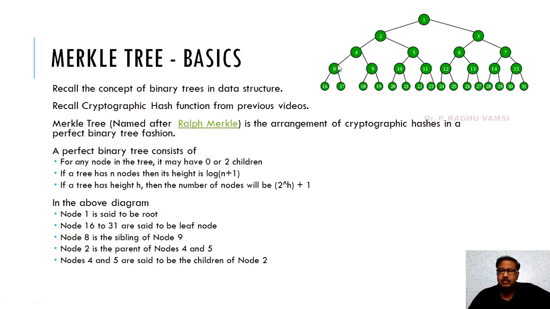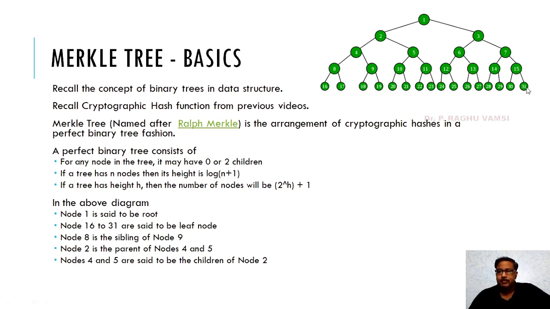So what is the maximum length that will be covered from the root to any of the children? That is, the leaf or the lowest node is said to be the height of the tree. If the height is h, then the number of nodes in that tree will be 2 power h plus 1. So total how many nodes are there here?